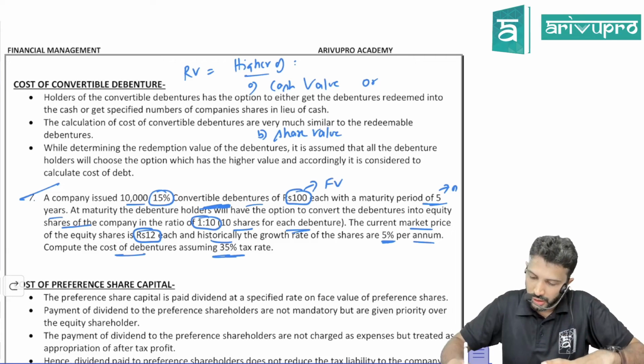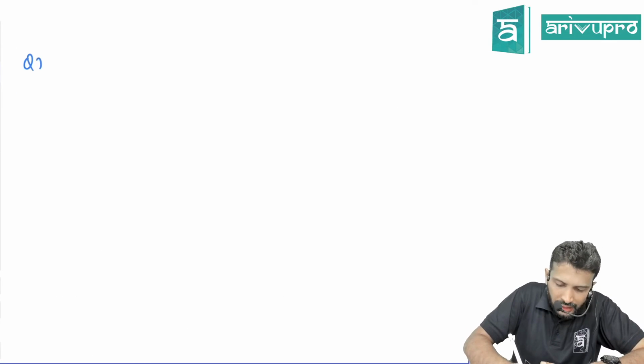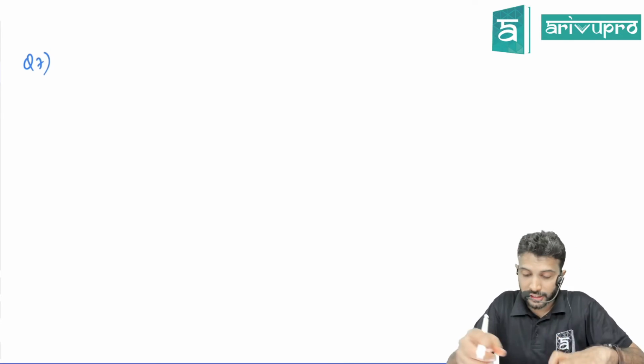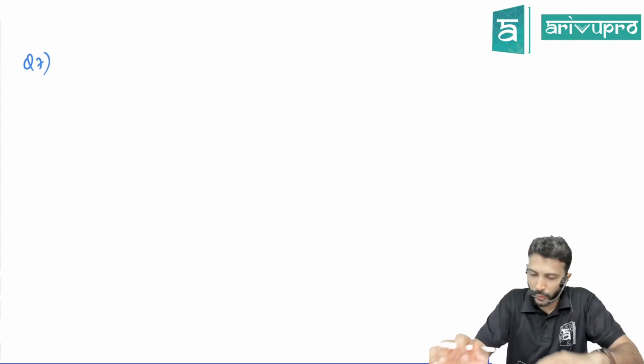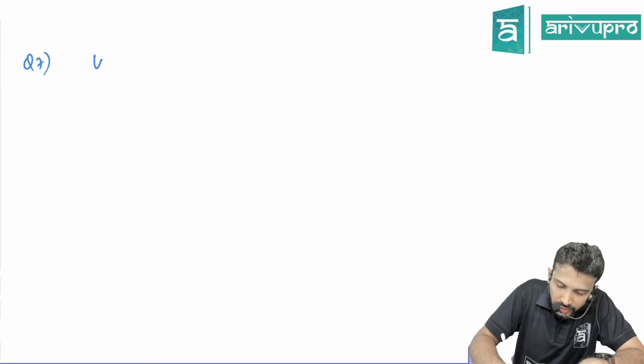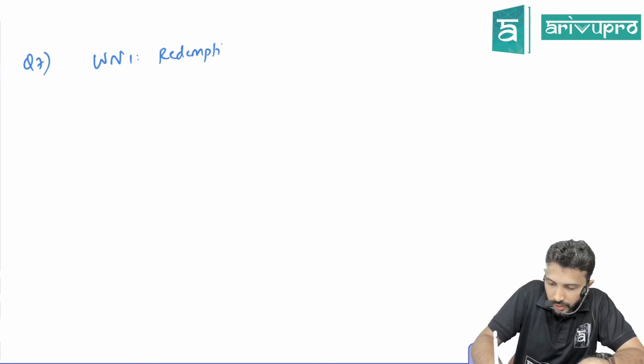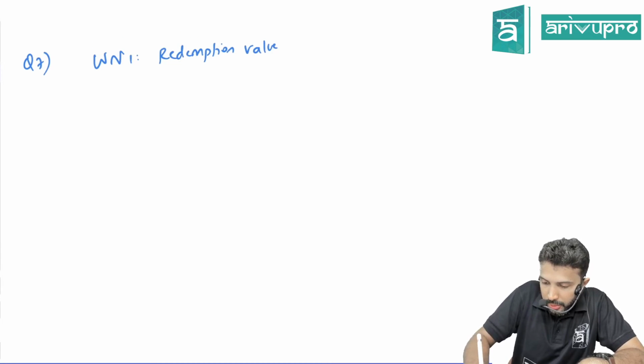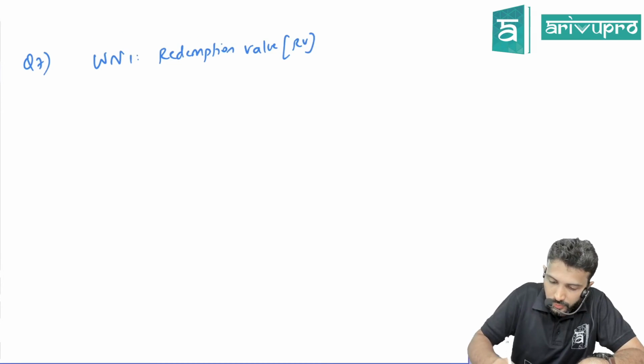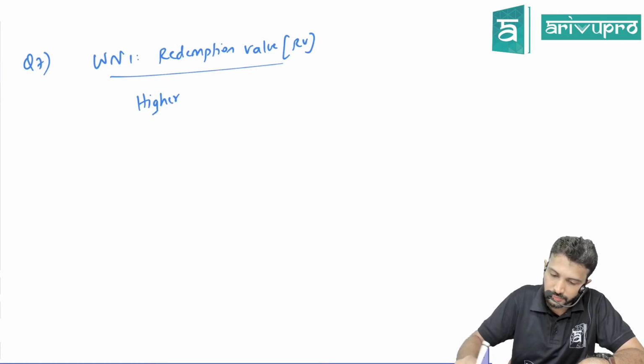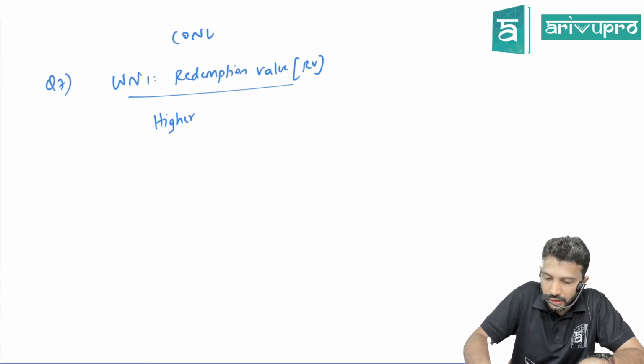Can we do that? Okay, first write down parallelly along with me. Better, we'll do it together. So first we'll calculate working note number 1, we'll put it as RV. RV as in what, sir? Redemption value. In case of convertible, you can give the heading as convertible debentures or convertible debt.